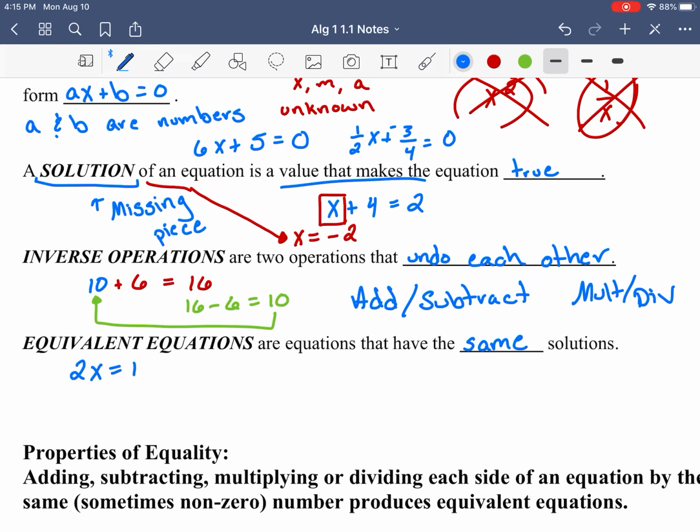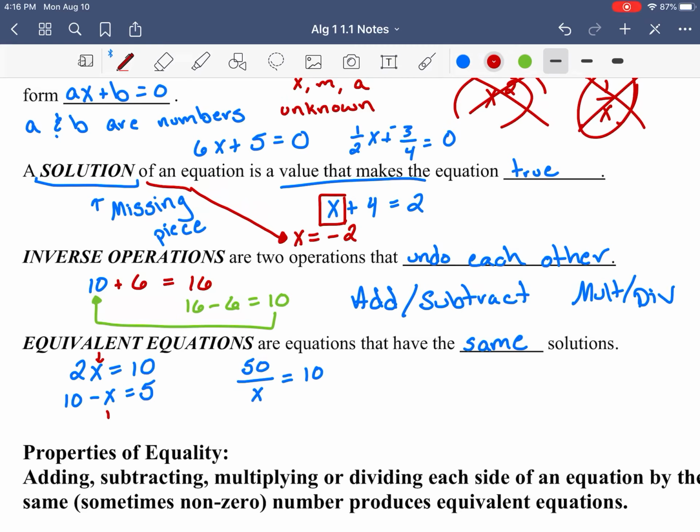2x equals 10. Okay. 10 minus x equals 5. Okay. 50 divided by x equals 10. Okay. So if you notice, the solution to all of these is 5.